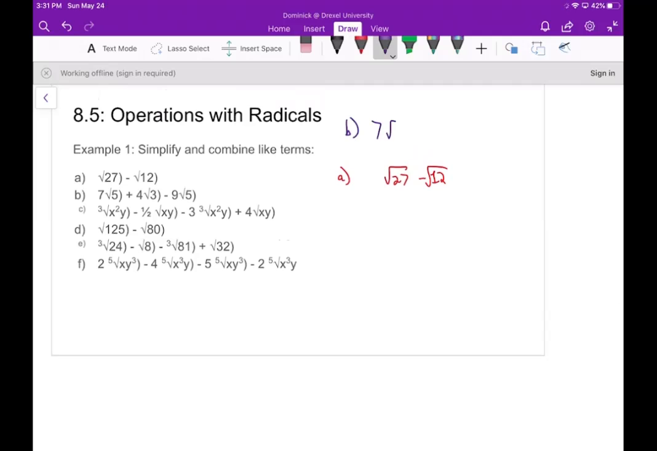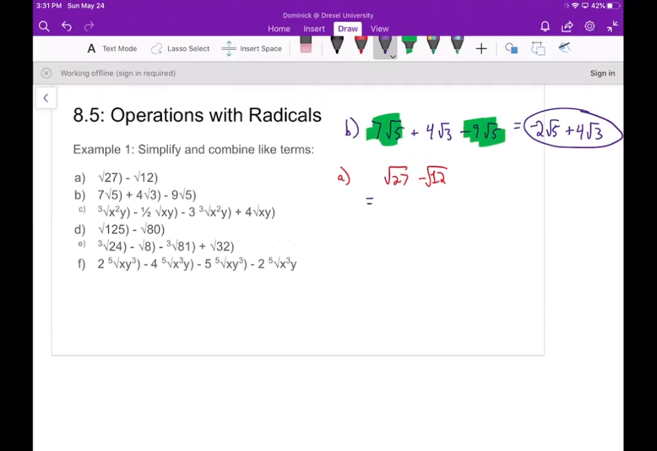So we have 7 square root of 5 plus 4 square root of 3 minus 9 square root of 5. Now, if you were to combine like terms, you would say that these two are your like terms because they both have a square root of 5. So if you were to combine them, that would give you a negative 2 square root of 5, and 4 square root of 3 we can't do anything with, right? And that's how we simplify that sum there, right?